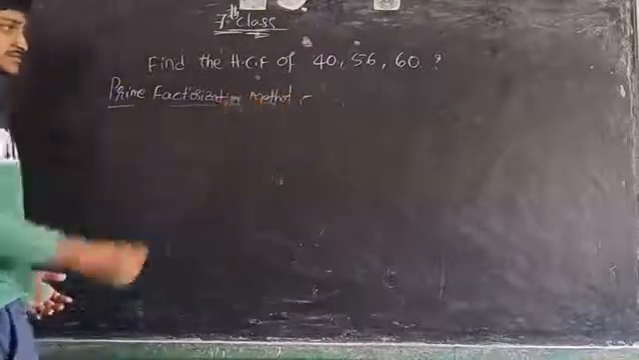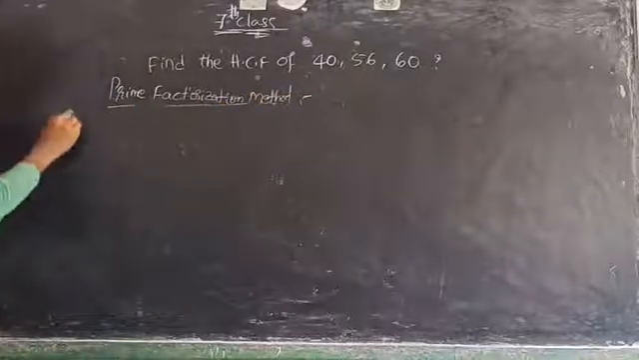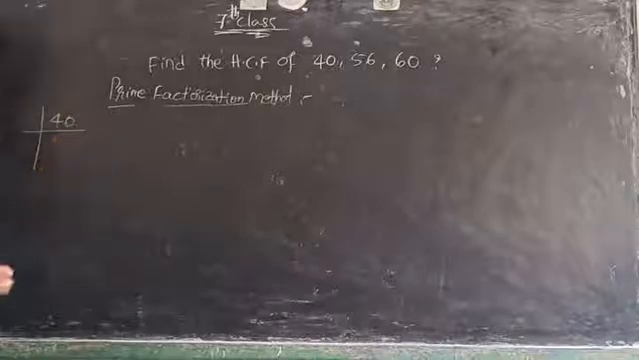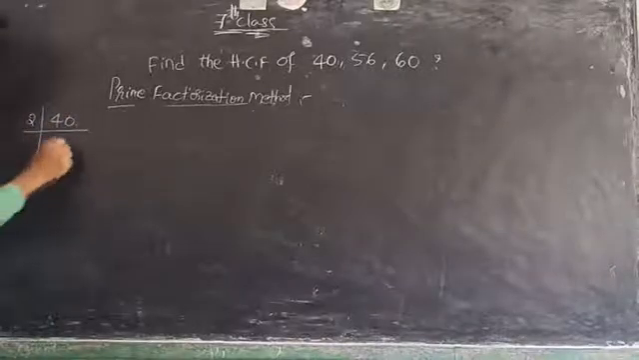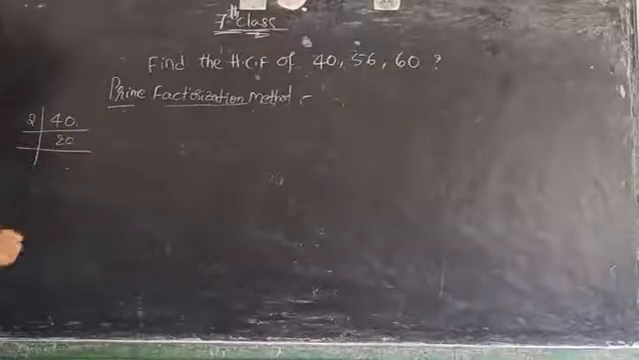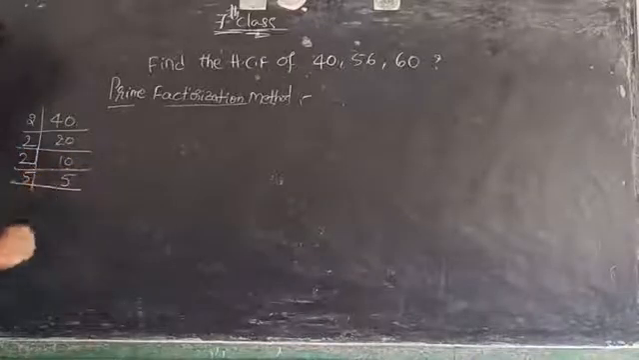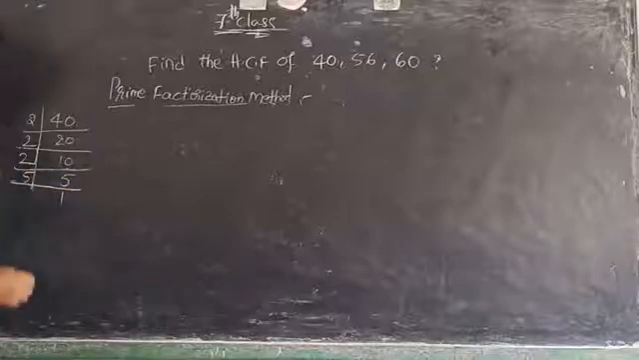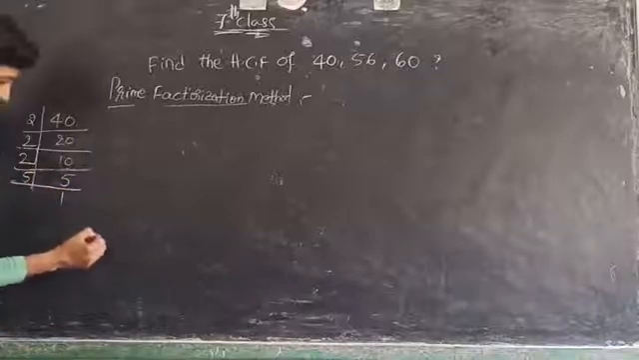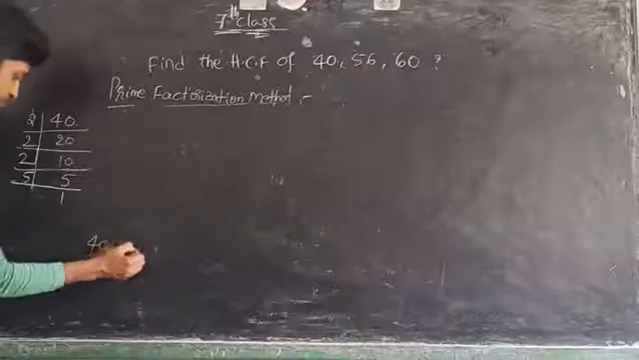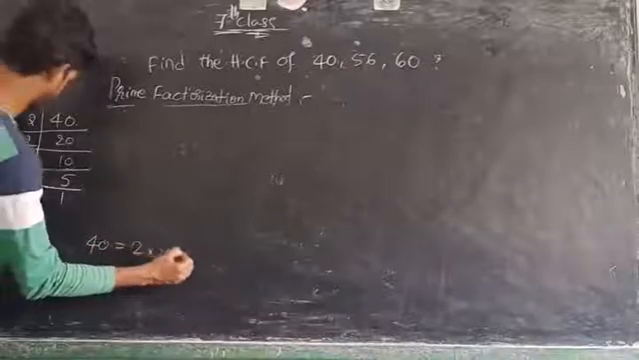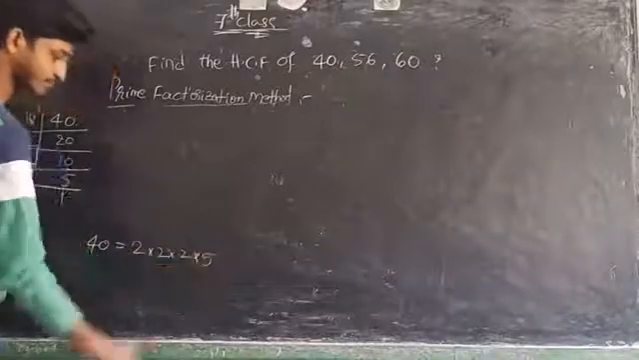In the prime factorization method, first we take one number, 40. I am taking the 2 table. In the 2 table, 40 is 20 times. Again the 2 table, 10 times. Again the 2 table, 5 times. So I am taking the 5 table now. 5 ones are 5. So we can write 40 as 2 into 2 into 2 into 5.